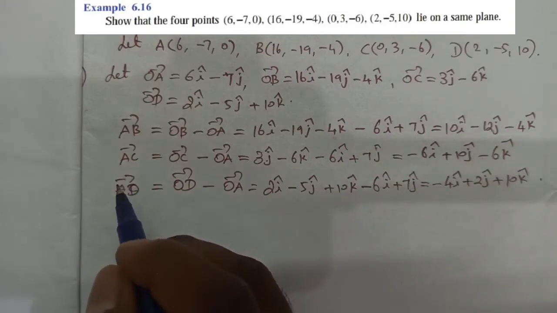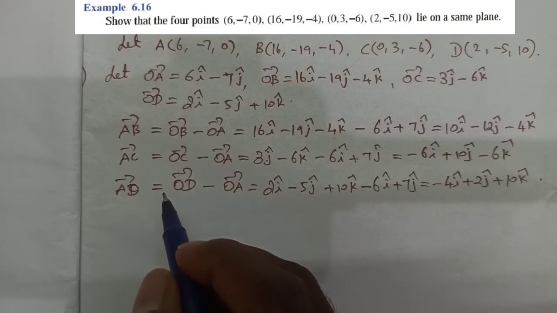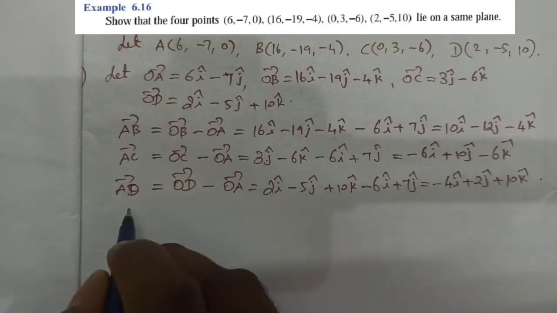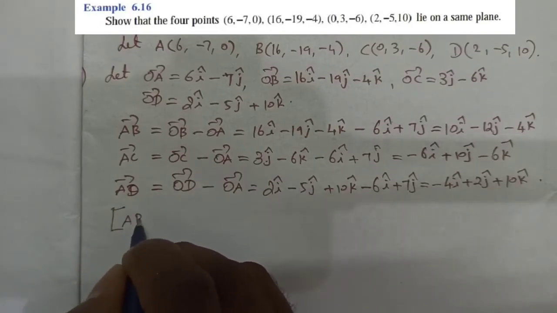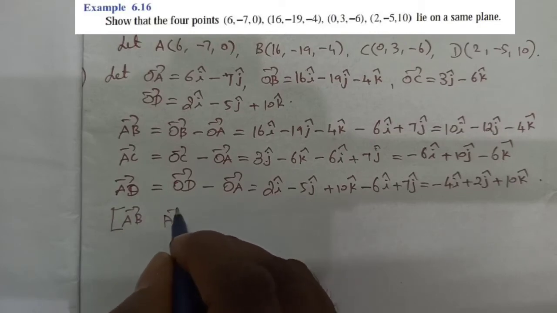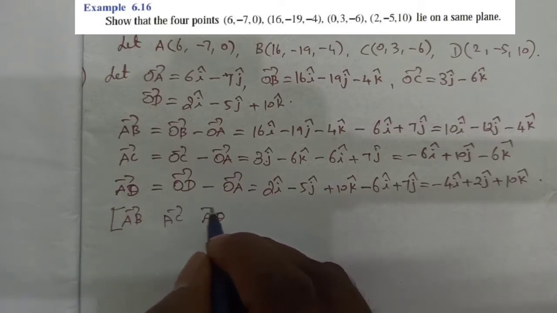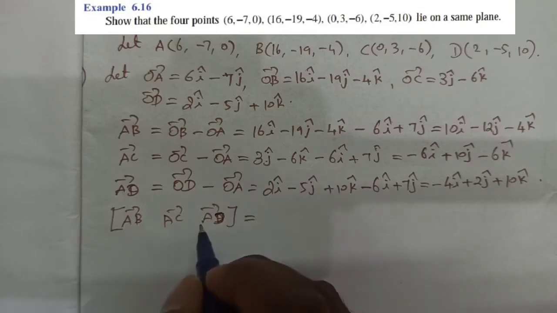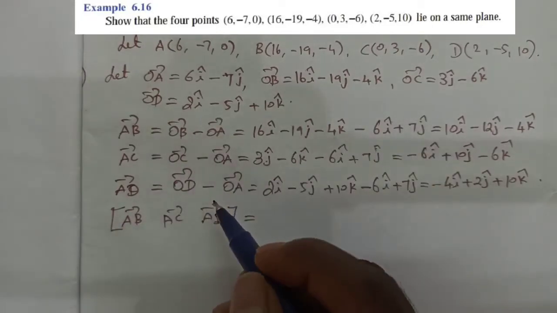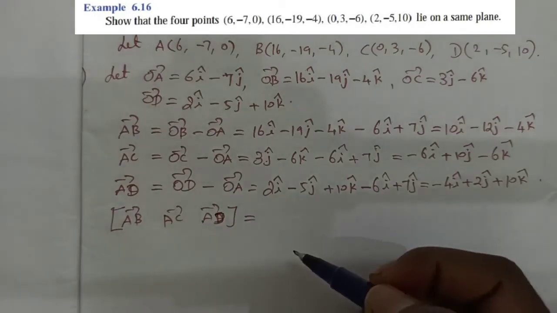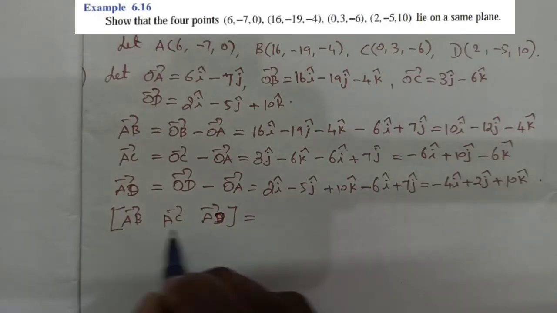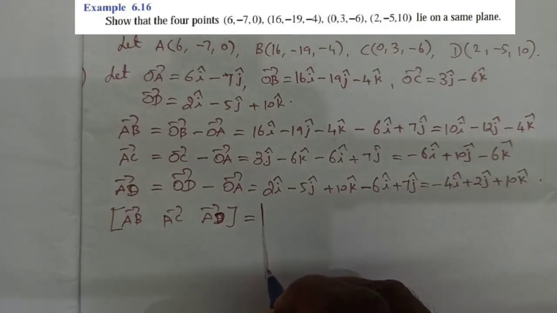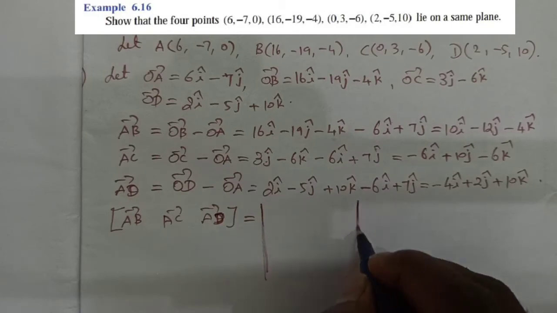To show these points lie on the same plane, that means coplanar, we have to find the box product of AB vector, AC vector and AD vector. If the box product value is equal to 0, we can say that these points lie on the same plane, that means coplanar. How to find the box product value? We know that we have to find the determinant value.